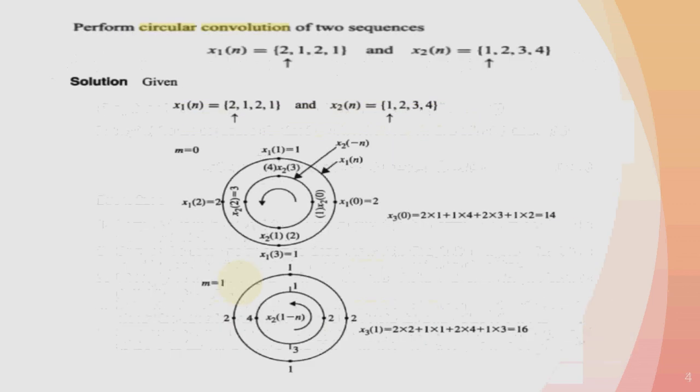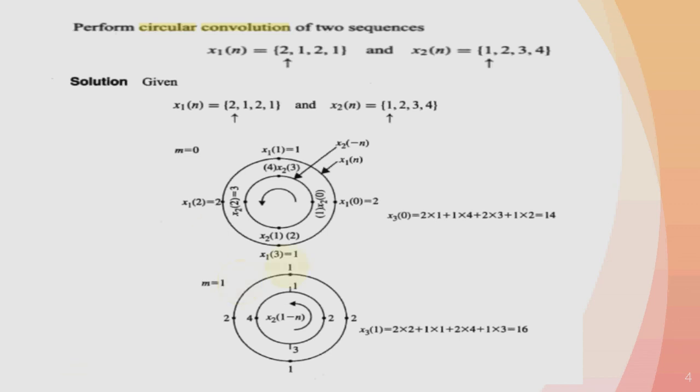So let us consider one example. Perform the circular convolution of the two sequences, that is x1 is equal to 2 1 2 1 and x2 is 1 2 3 4. Here the sample points of x1 of n and x2 of n are the same, so you can perform the circular convolution directly. But if the sample points are not the same, then pad extra zeros in the smaller sequence required to make them the same.